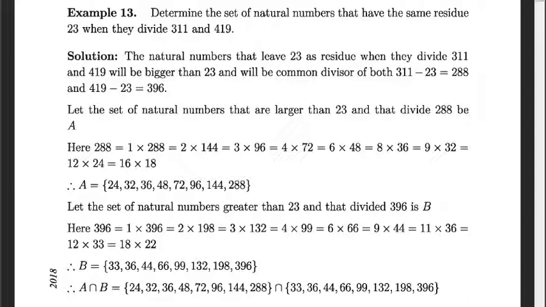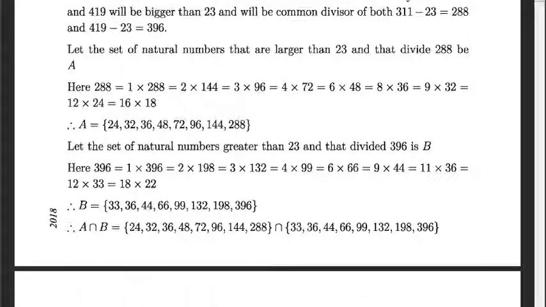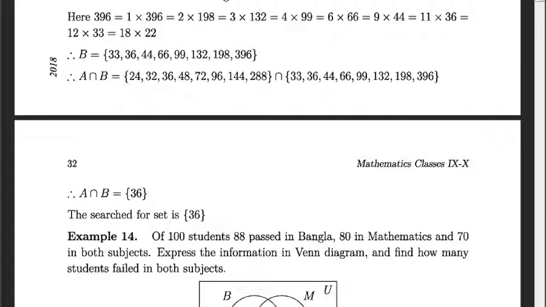Now A set equals... when A intersect B, that means the common set. Both are common. And here is 33, B is 33. No, there is no 33 in A. A is 24, 32, 36, 48, 72, 96, 144, 288. We'll take the common numbers from this set in the intersection. The intersection must be the only one common element, 36.